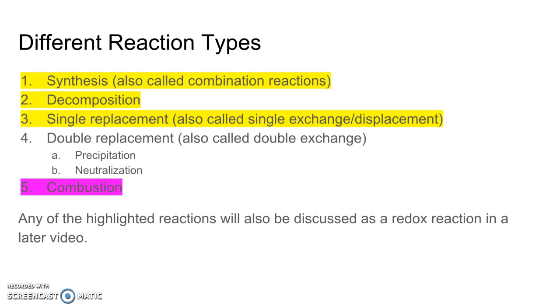And then there are 2 different types of double replacement reactions that could also occur: precipitation or neutralization reactions. A combustion reaction is also one of the options.